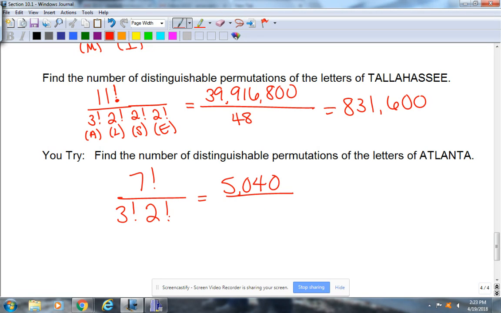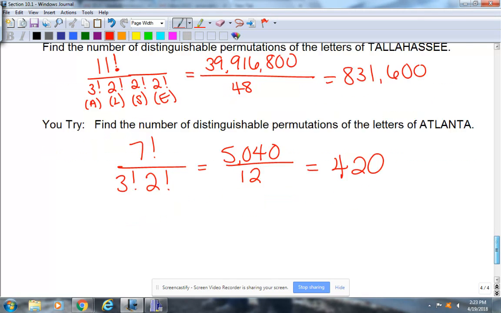You could type those in your calculator and multiply them together. Or you could say that's 6, that's 2. If they're small numbers, I memorize them. And you divide by 12. And you get how many? 420 ways you can have permutations of the letters spelling Atlanta. So that's how many different ways you can spell letters with those 7 letters.